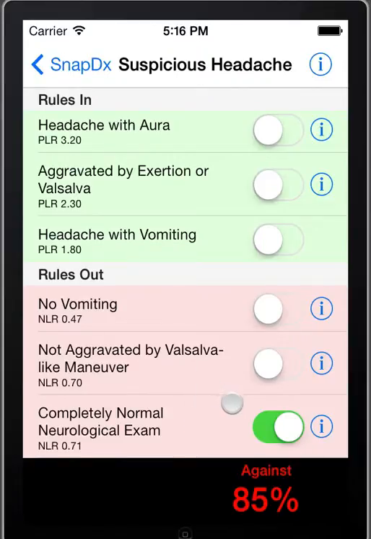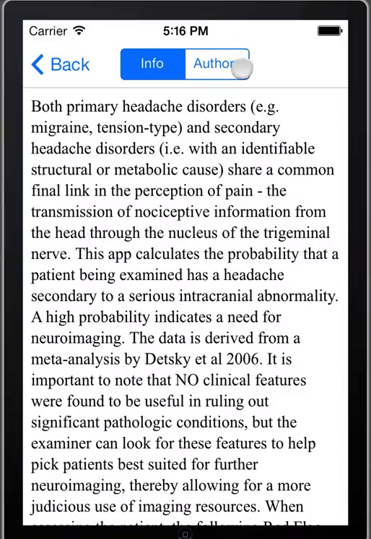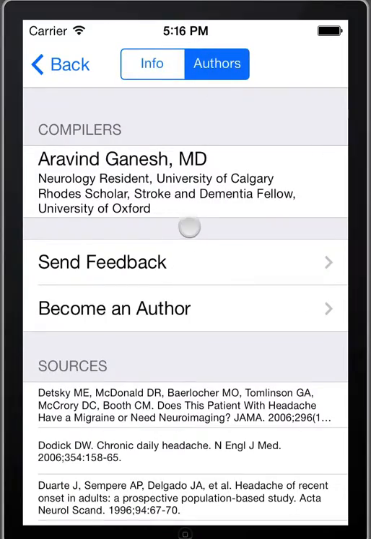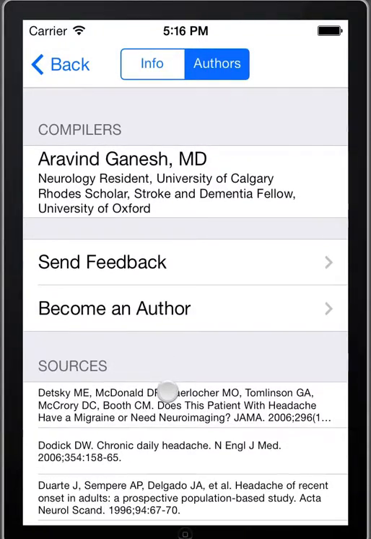And the evidence behind the app can be obtained by using the I button on the top. And you can look at the authors and where the sources for the information are. And if you want to become an author or send further feedback on a given physical exam scenario, please do so through the send feedback button.